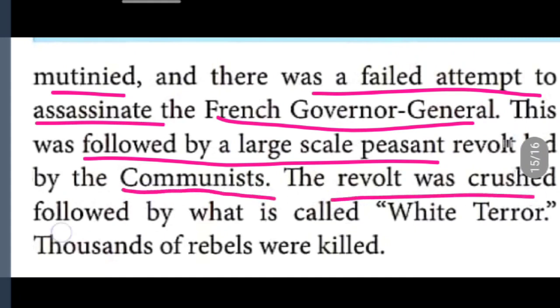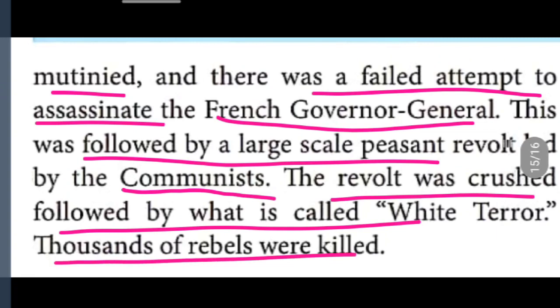So the revolt was crushed, followed by what is called in the sense, white terror. Yes, so thousands of the rebels were killed. So this is the peasant revolt only.